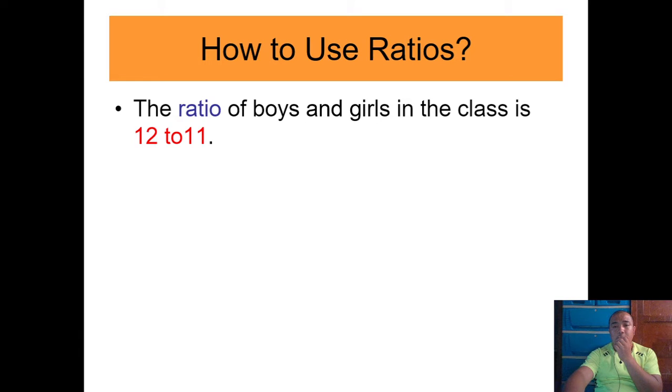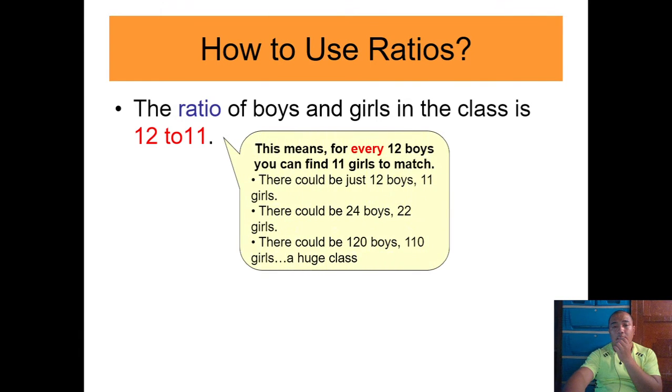So how to use ratios? The ratio of boys and girls in the class is 12 to 11. This means for every 12 boys, you can find 11 girls to match. There could be just 12 boys, 11 girls. There could be 24 boys, 22 girls. There could be 120 boys, 110 girls. A huge class.